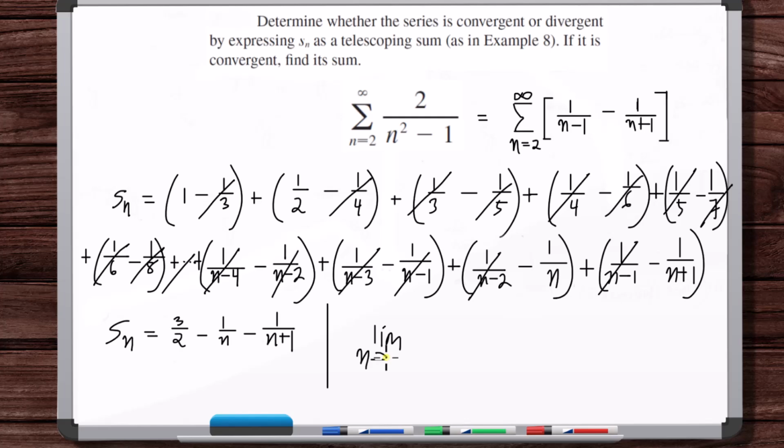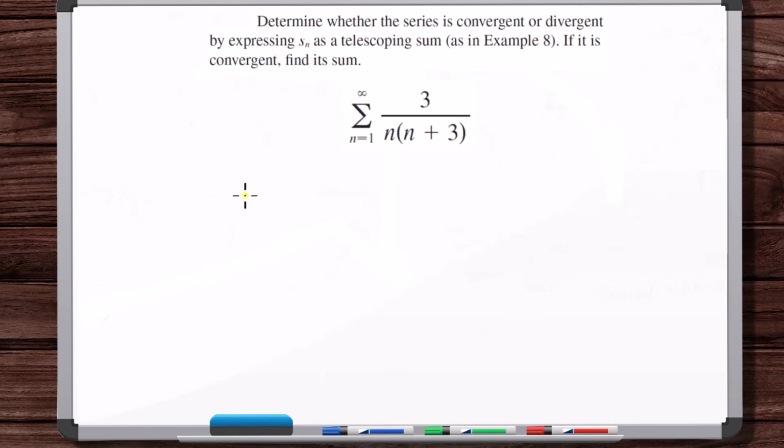So all we need to do now is take the limit of this. We want to analyze this series. What is this limit? Well, this goes to 0, this goes to 0, so 3/2. This infinite sum here is equal to 3/2. Okay, same process.